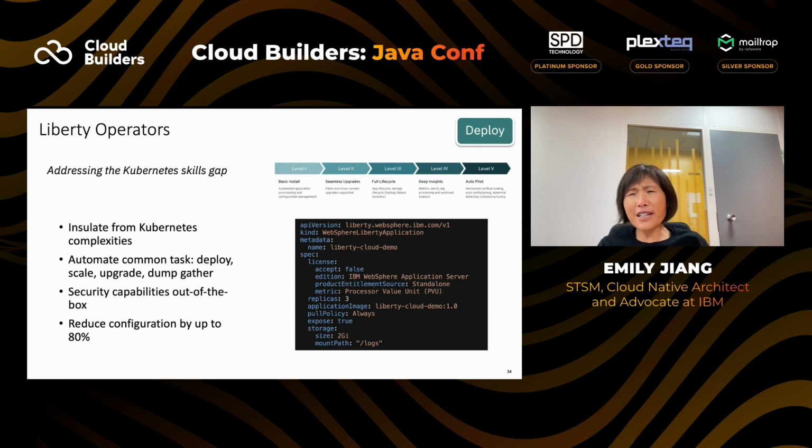The Liberty operator is a level 5 operator. So basically, it provides all the requirements for level 5, and also provides all kinds of different capabilities. As you can see here, in your deployment YAML file, you only need to specify your Docker image and version, and also the pull policy, whether you want it to be exposed or not, and also the storage if you want.